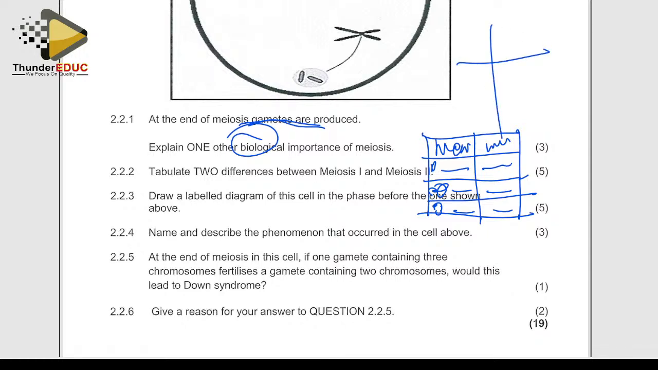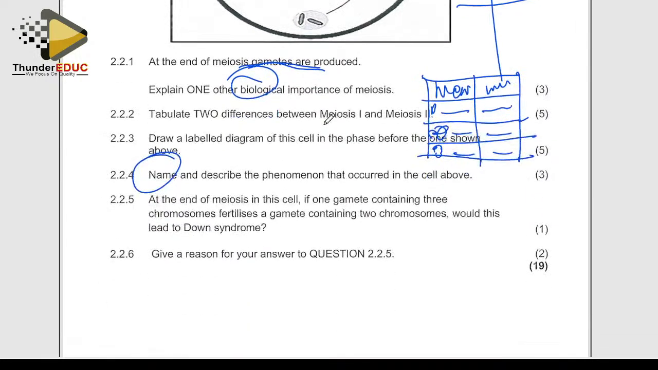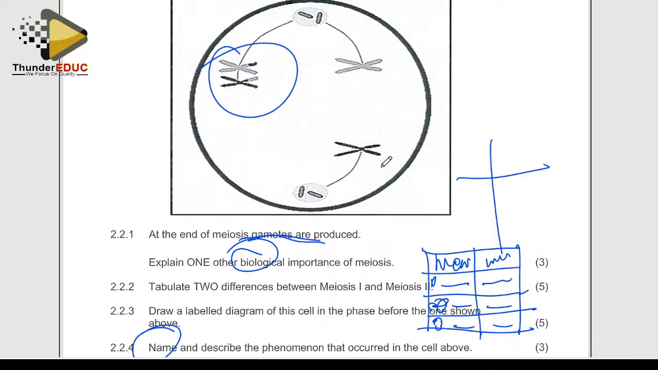Then they're saying to name and describe the phenomenon that occurred in this. The name, you see, they said name. So in this case, the phenomenon is non-disjunction. So that is 1 mark. And then how do you describe it? They're not saying explain. They're saying failure of the chromosomes to separate.